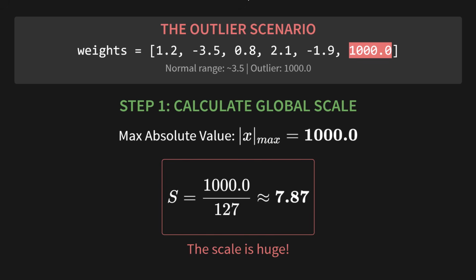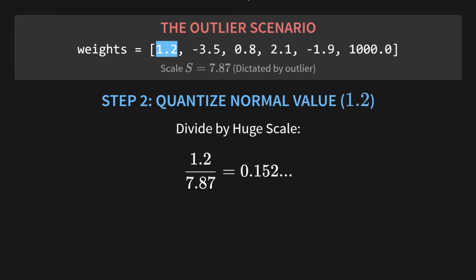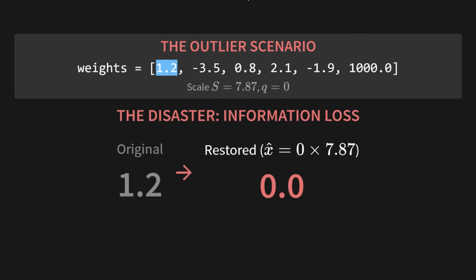Here's why. Let's go to step 2, quantize a normal value. We'll take our first weight, 1.2. To quantize it, we divide it by that huge scale we just calculated. So 1.2 divided by 7.87 equals 0.152. Then we have to round that to the nearest integer. And what's round of 0.152? It's 0.